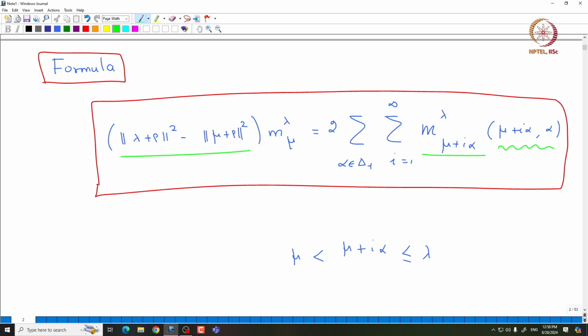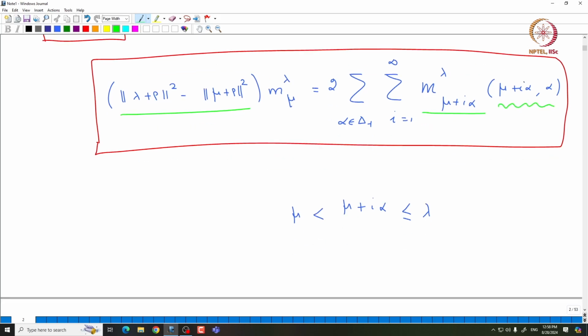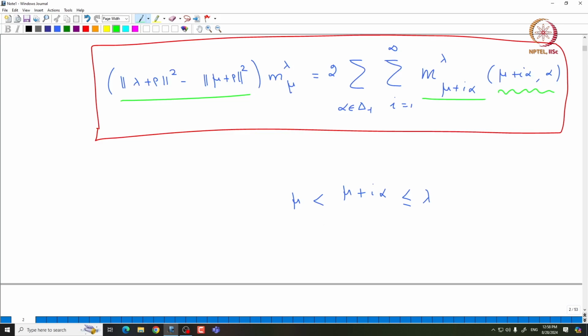And of course, what is the idea behind such a formula? How can one obtain this formula? The key idea is to use the Casimir element and its action on the irreducible representation, then restrict that action to the weight space and see what happens.